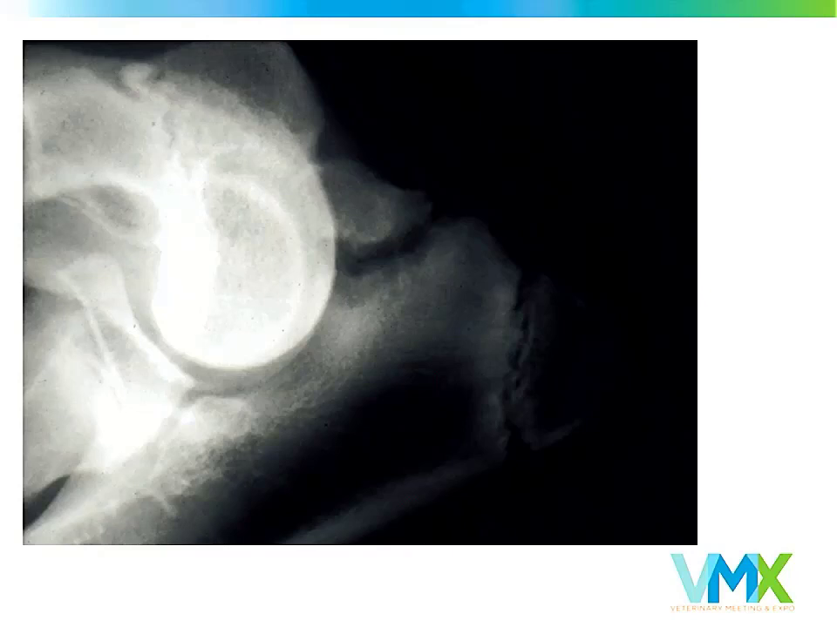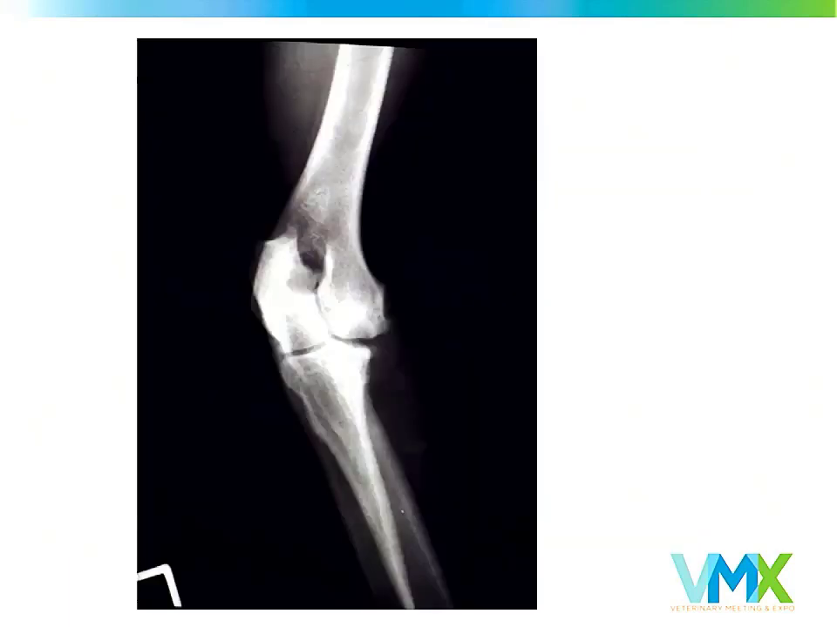So just real quickly, the example of our old friend, the ununited anconeal process. This radiolucency here represents the physis that should fuse in most dogs by the time the dog gets to be 120 to 150 days of age. So by 5 months, where you're going to run into an ununited anconeal process, it should be fused. The osteochondrosis, the medial condyle, it's that radiolucent defect right there in the surface.